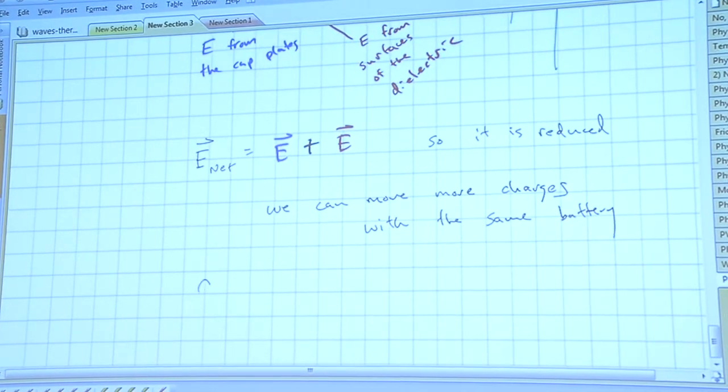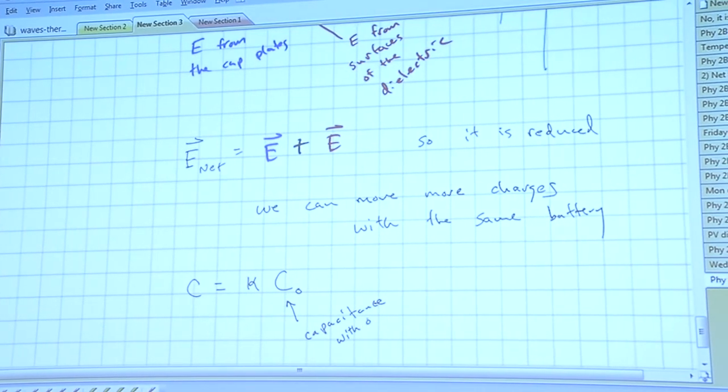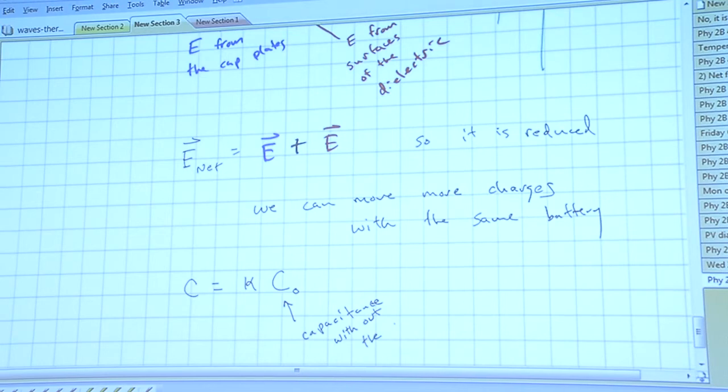So C, the capacitance, is a constant times the capacitance without the dielectric. That's the capacitance without the dielectric. And that constant is the dielectric constant.